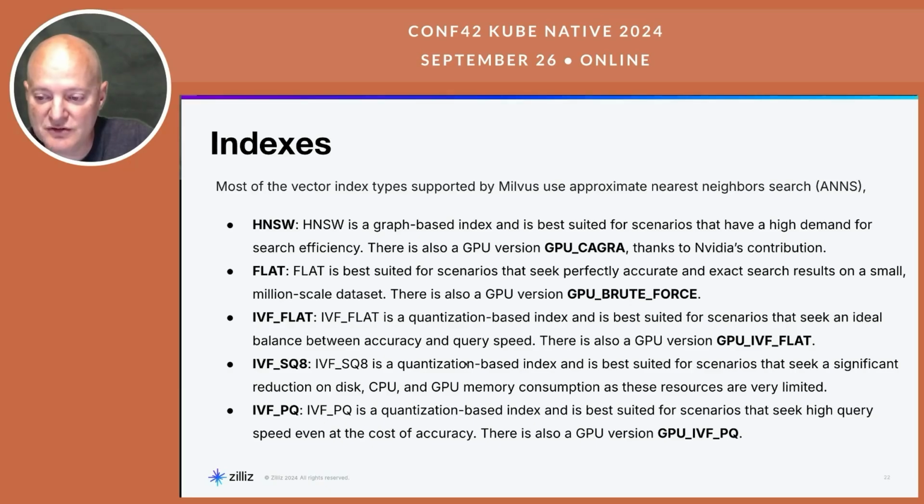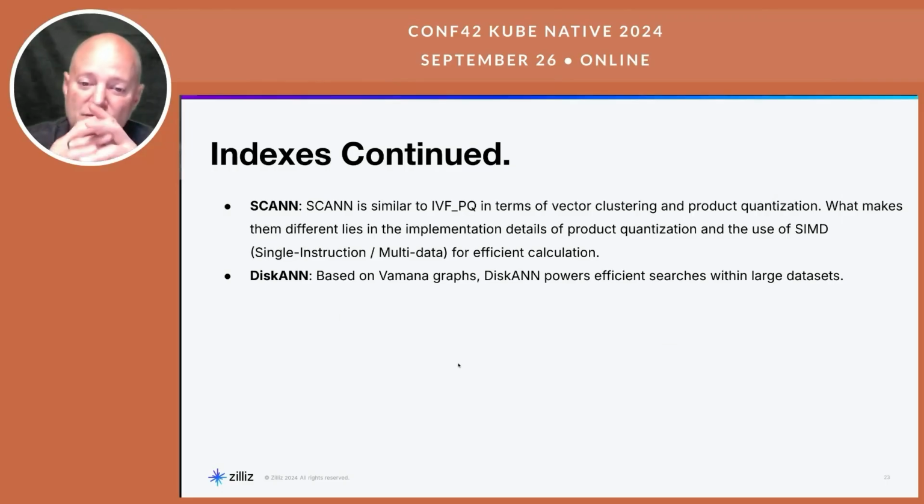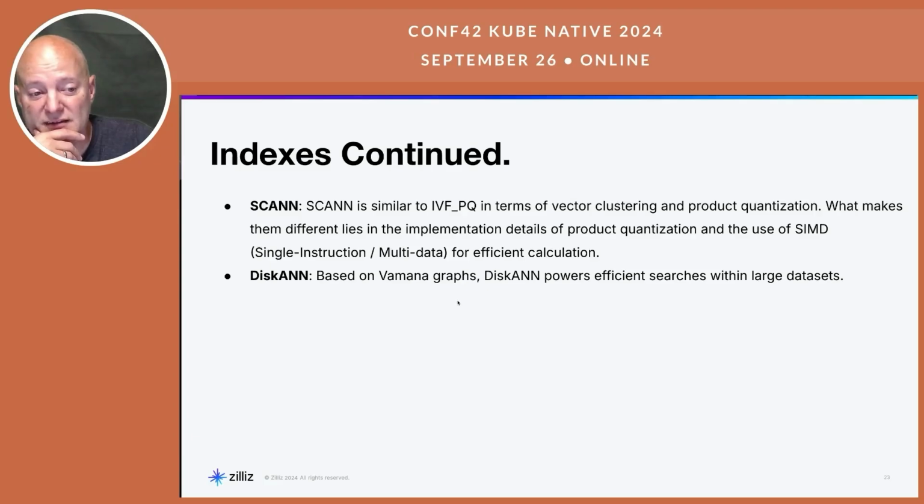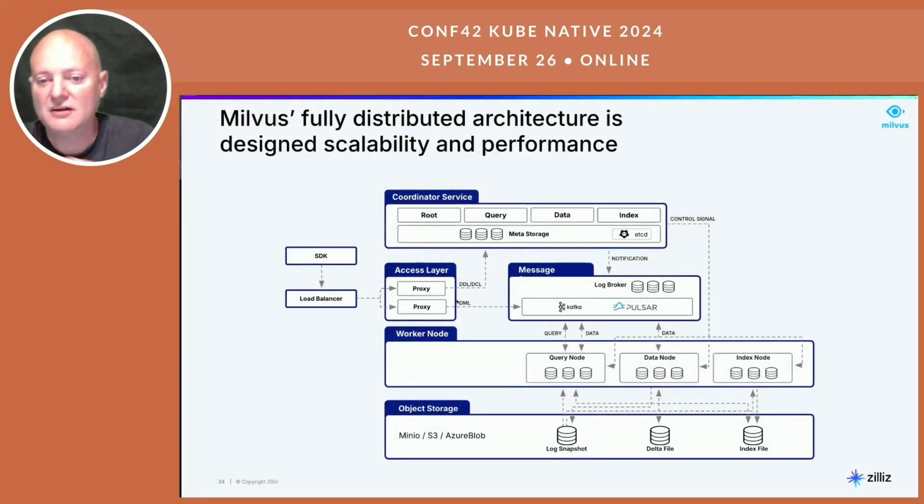SQ8 quantization reduces your disk load. For PQ, again, another one of the quantized based indexes, you want a high query speed, and you're willing to take a little bit of accuracy off. Again, you get those options. Being able to do it by disk is nice, so you don't have to put a lot of stuff in RAM. Traditionally, things have to go in RAM to be able to get to a higher level.